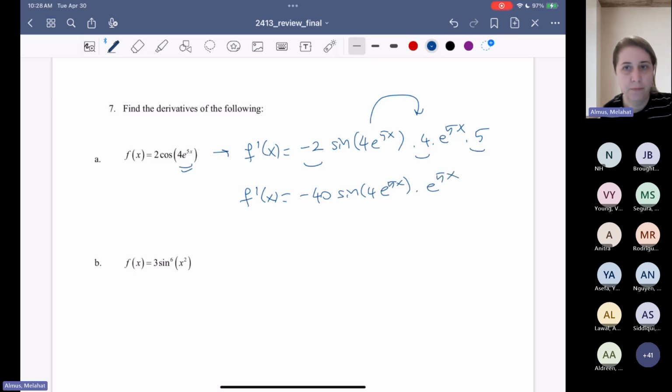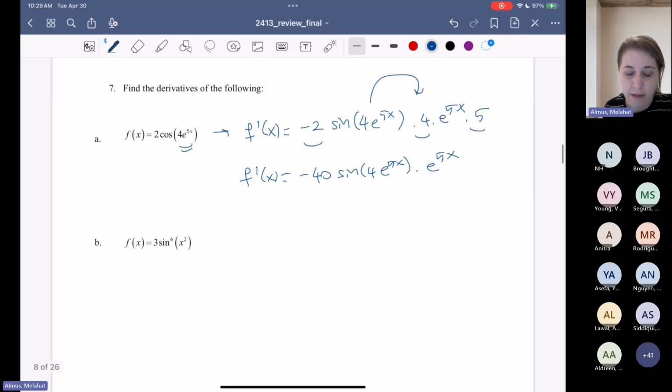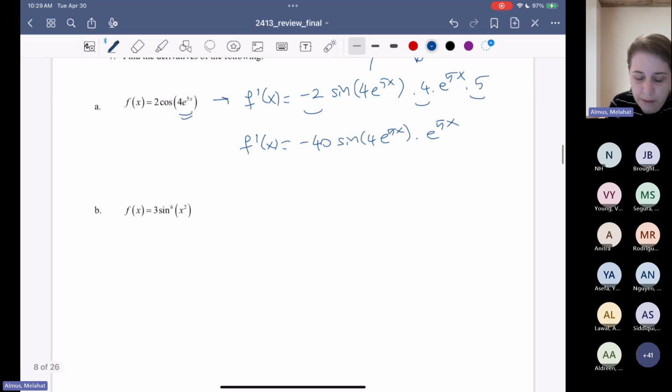And that's the answer, okay? Practice these. Now this was just cosine. If it has a power, we need to be more careful about it. This one is sine to the power of 6, so we need to be remembering this.